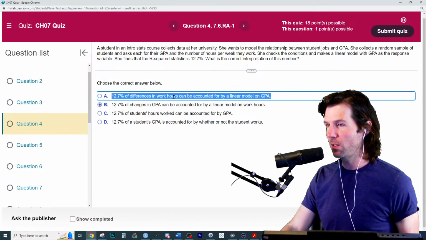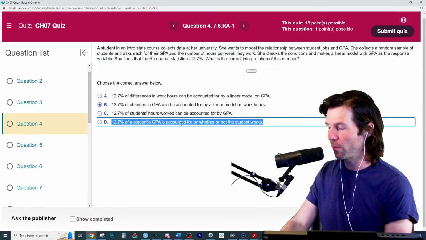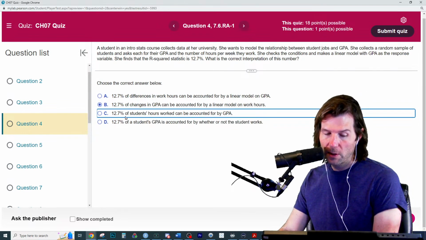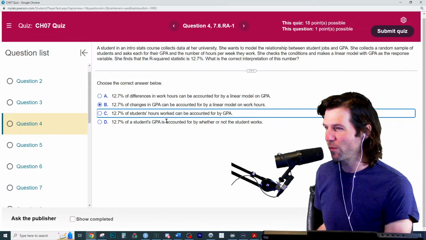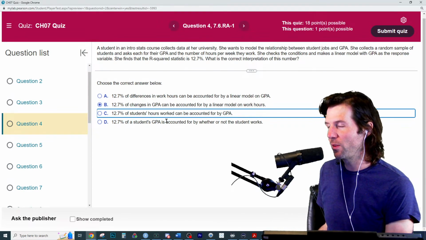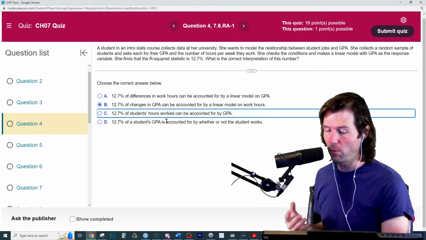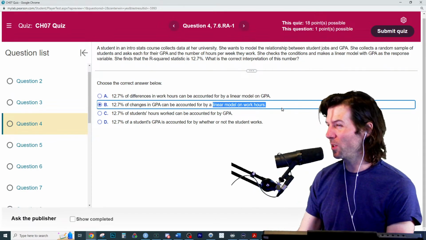So we've already eliminated this one because it switches the XY relationship. And this is wrong because it treats the categorical variable like an X variable. Then this one right here, 12.7% of students' hours worked. It doesn't talk about variation or differences or changes. And so that's why I was like, I talk about the variation explained in the y variable. They also mentioned linear model right here, which is a decent idea.